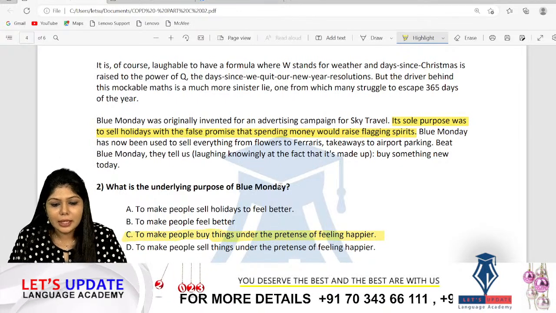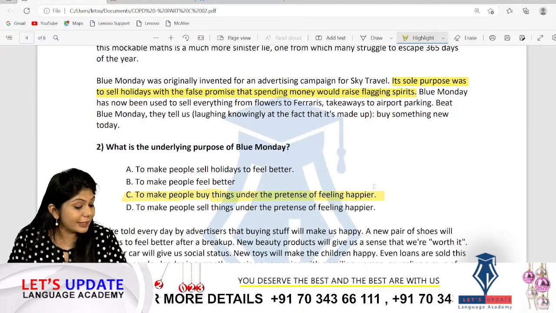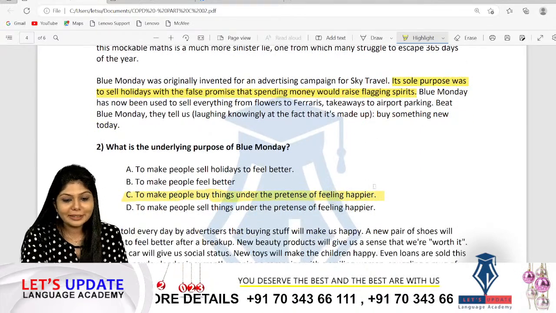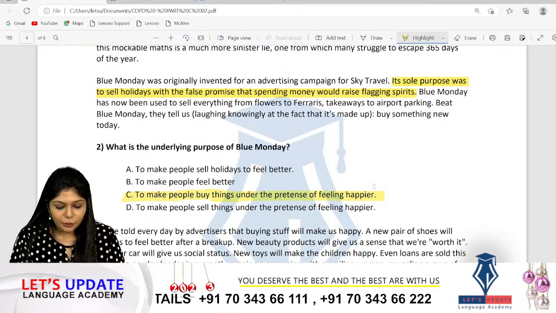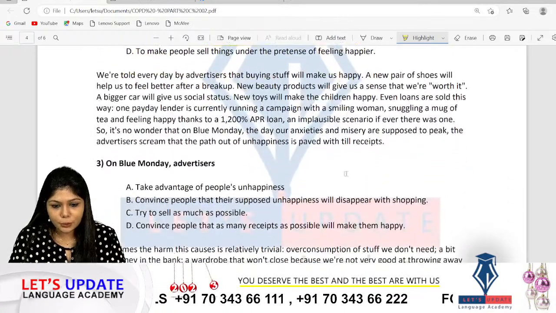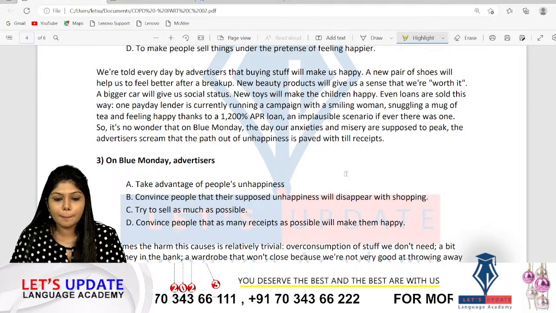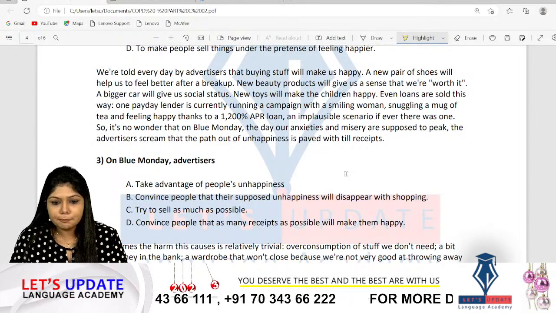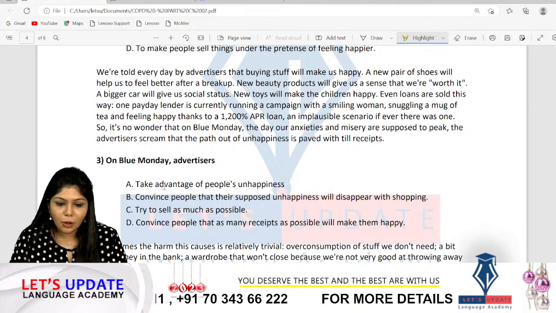Okay, so now, congrats to all those who have replied the correct answer, which is option C. Now moving to the next question, question number 3. On Blue Monday, advertisers, and let's have a look at the paragraph. This is the paragraph in question. Let's read the options also.